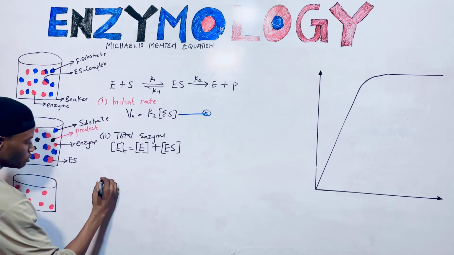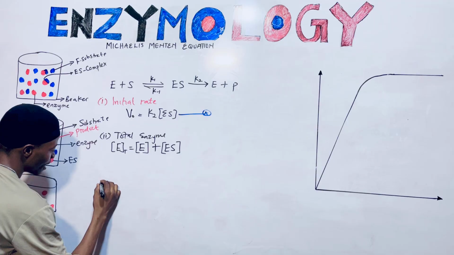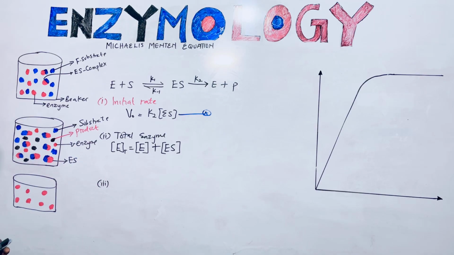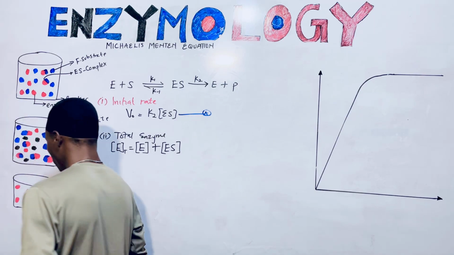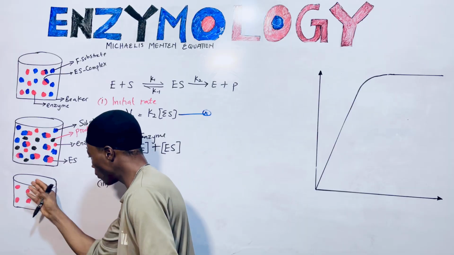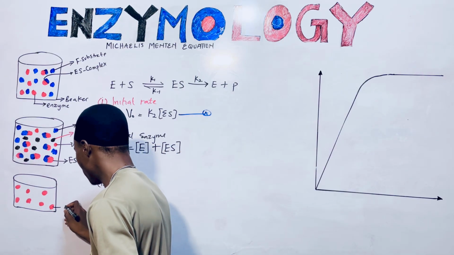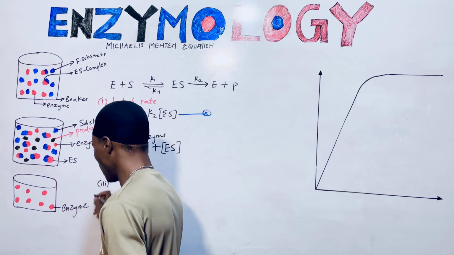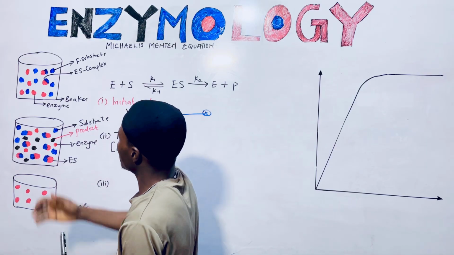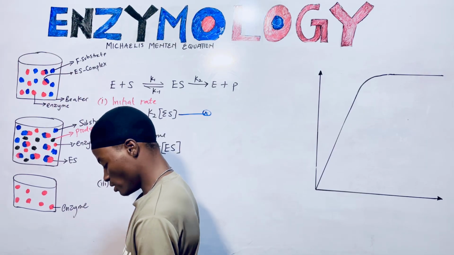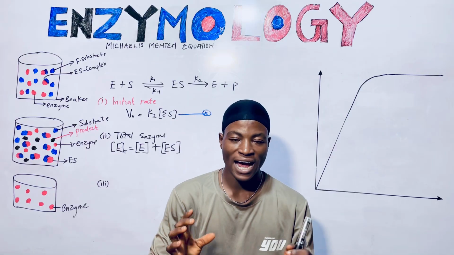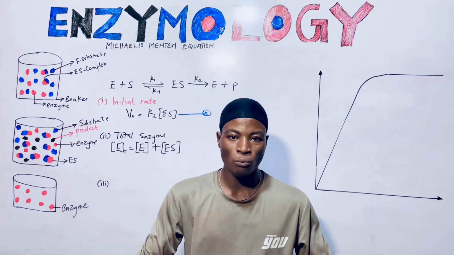Now let's quickly move to this last beaker here. It's the one that is very, very important. Now look at this. We have only enzyme molecules here. Once again, this is going to be about my enzyme. Now, one thing I want you to understand is that as we keep increasing the substrate concentration, it will get to a particular point where all the active sites will be occupied.